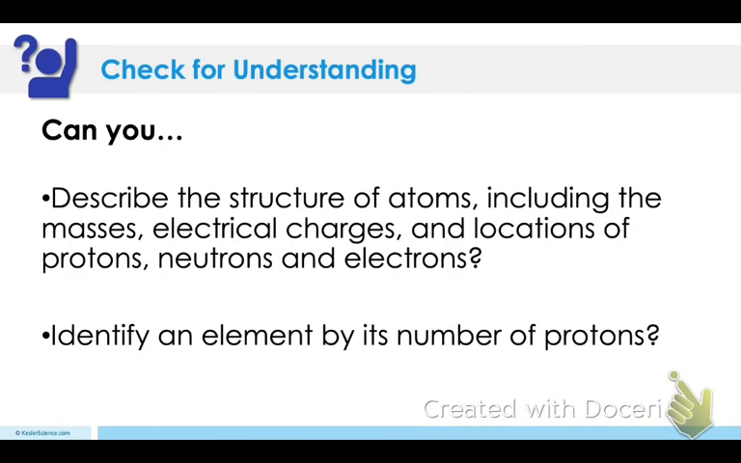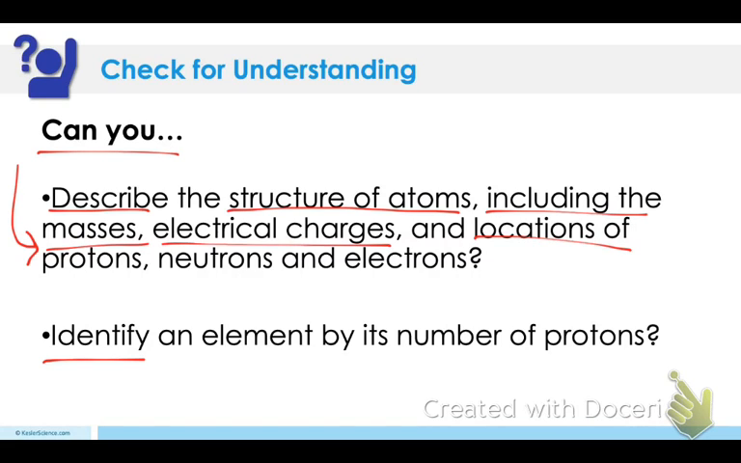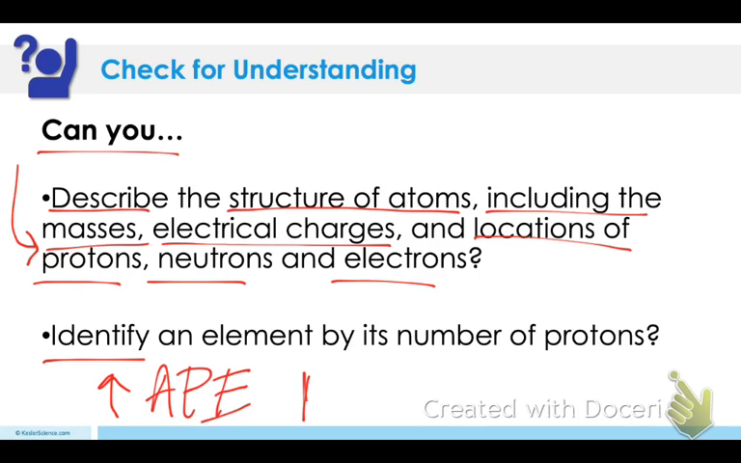Alright, so instead of creating a summary at the end of the notes, you're going to answer these questions. And they are not yes or no questions. You actually need to describe and identify. Describe the structure of atoms, including the masses, electrical charges, and locations of protons, neutrons, and electrons. And then, can you identify an element by its number of protons? Basically I want you to explain to me how you do that.